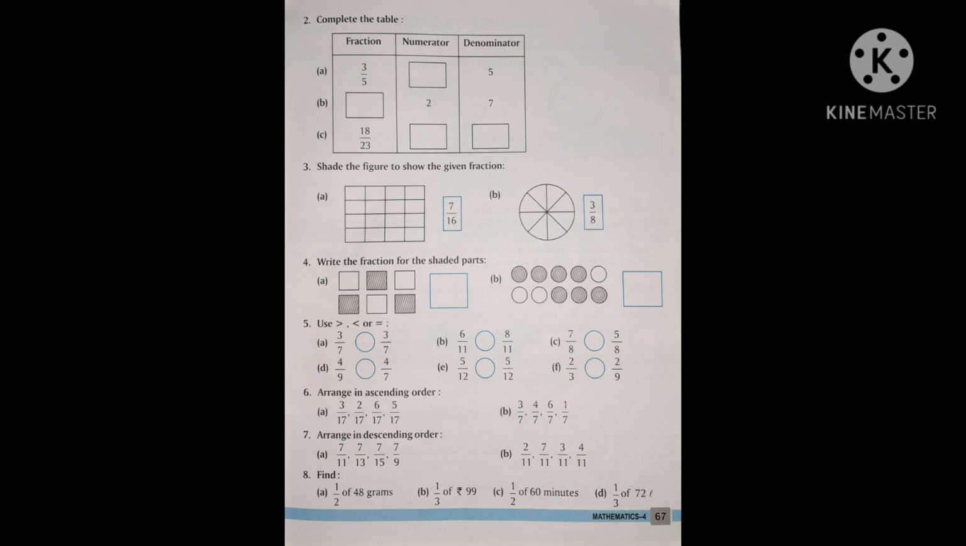Third is half of 60 minutes. You all know half of 60 minutes is 30 minutes, right? You have to divide 60 into 2 equal parts. It will be 30. 1/3 of 72 liters means you have to divide 72 liters into 3 equal parts. It will come out to be, you have to find it yourself, right?